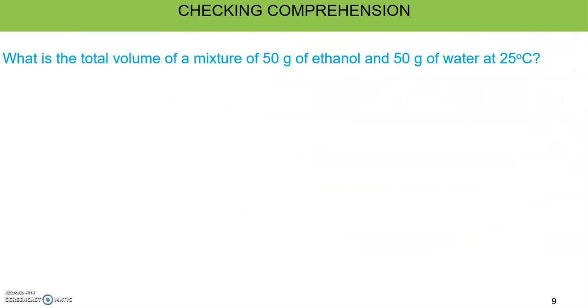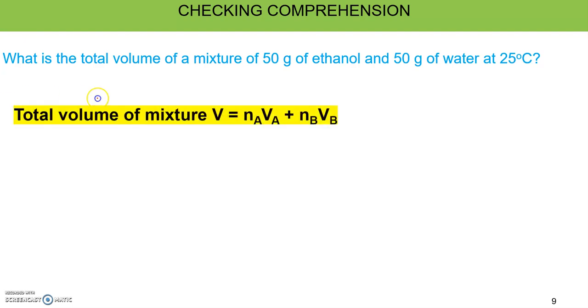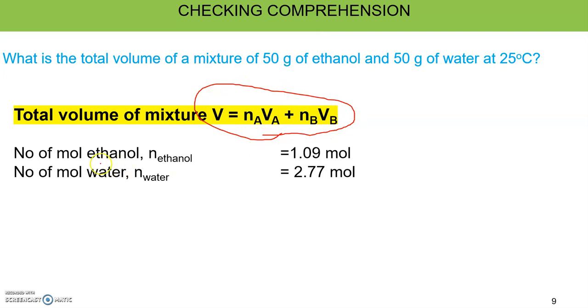So for example, if we have this kind of question: what is the total volume of a mixture of 50 grams of ethanol and 50 grams of water at 35 degrees centigrade? So again, how do we use the formula? We need the formula for the total volume of the mixture. Here is our formula. And then what we need to do is find the moles of ethanol and also the moles of water.